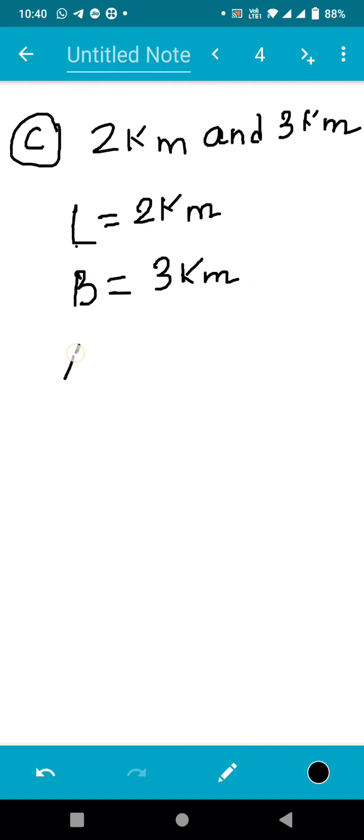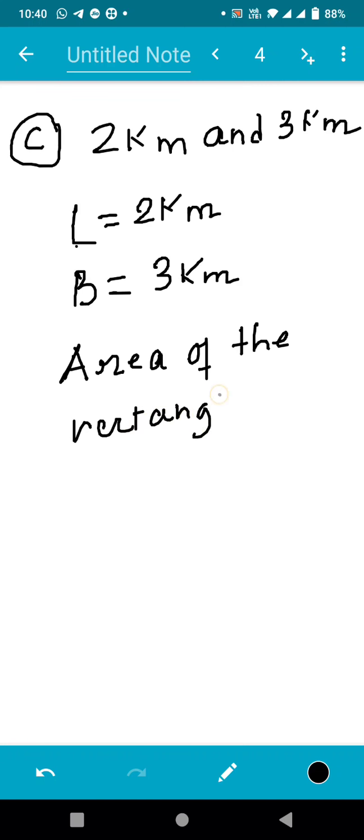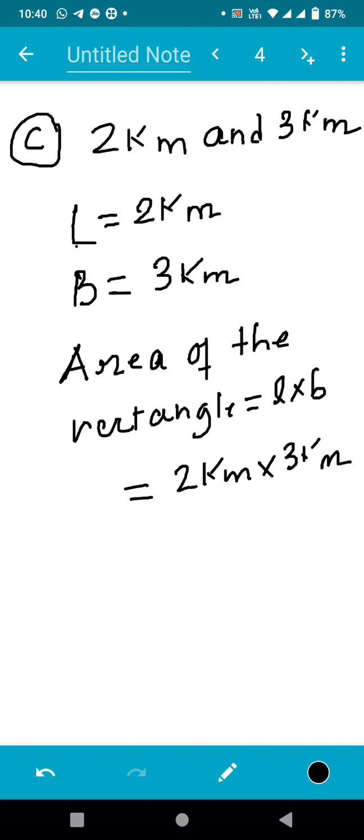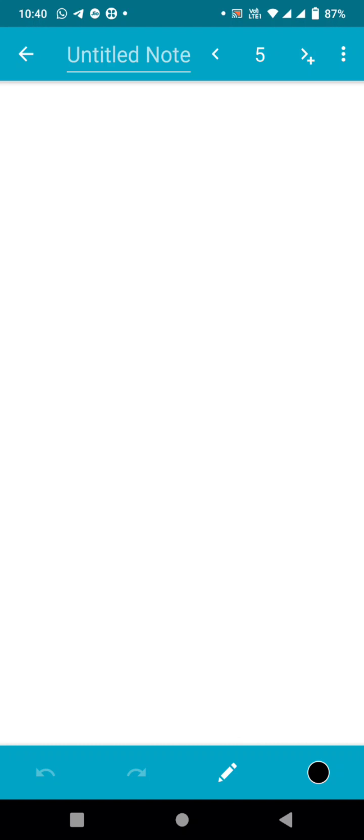Okay, now we'll write the formula of the area of a rectangle again. Area of the rectangle would be equal to length into breadth. So what is the value of length? 2 kilometer and 3 kilometer. Now multiply 2 and 3, we get 6, and kilometer into kilometer gives kilometer square. Fine. So this is the solution of sum number C. Now let's move on to sum number D.